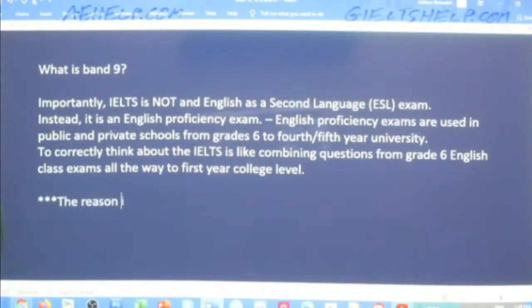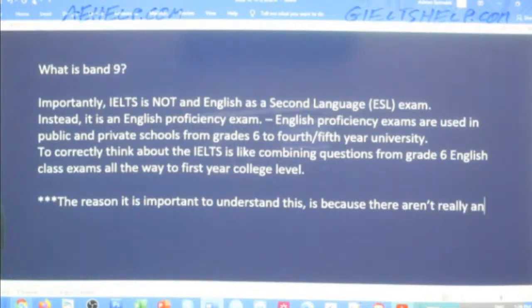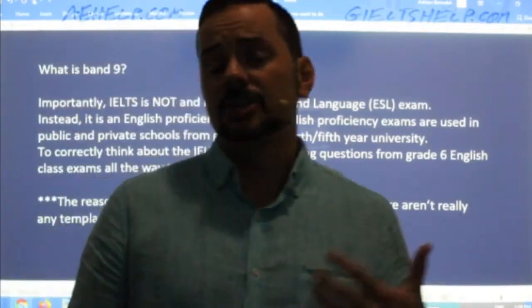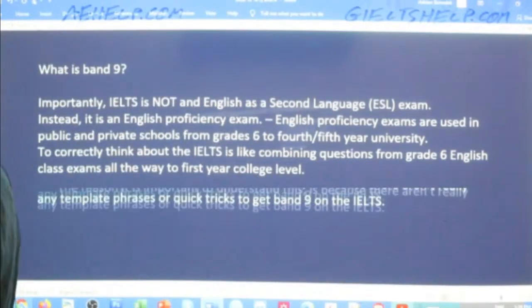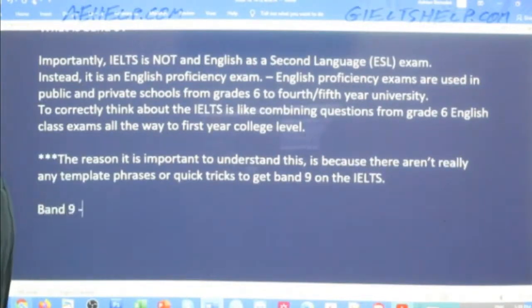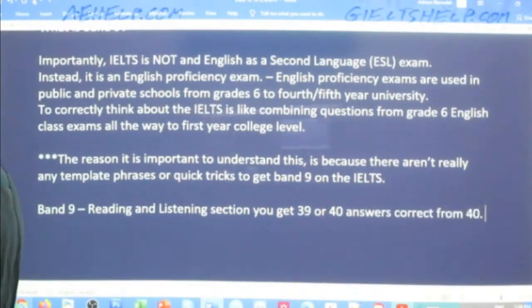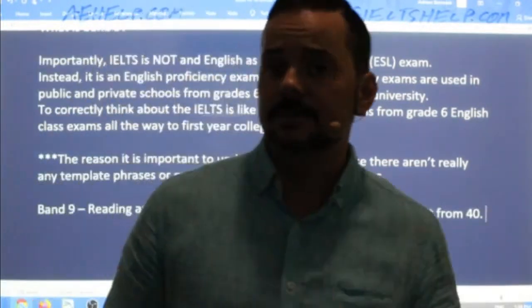The reason it is important to understand this is because there aren't really any template phrases or quick tricks to get band 9 on the IELTS. You have to show that level of English proficiency that's required. And so what is a band 9? A band 9 basically means that for the reading and listening section, you get 39 or 40 answers correct from 40. So you can only make one mistake, because a band 9 is considered an expert user of the English language.